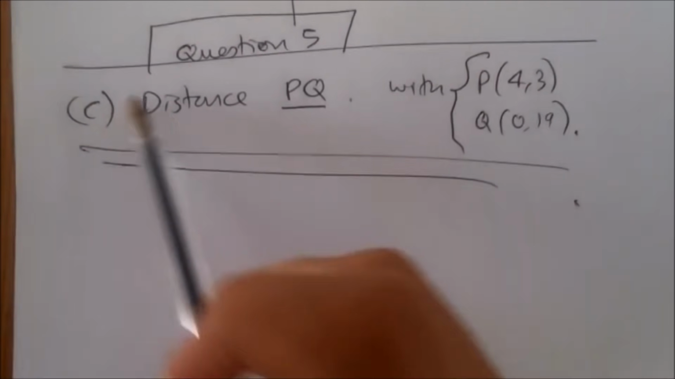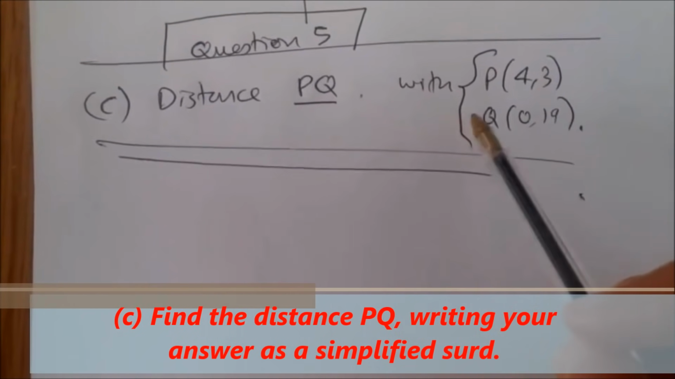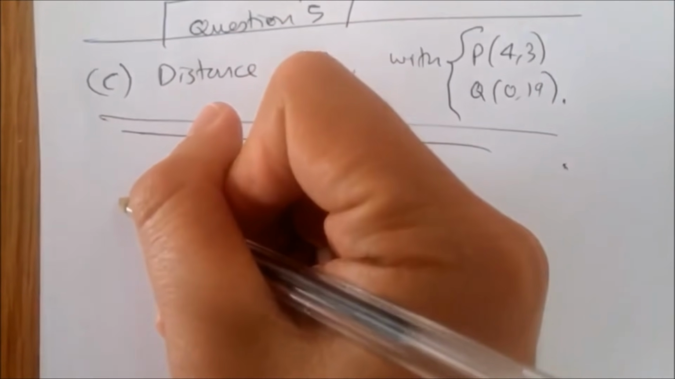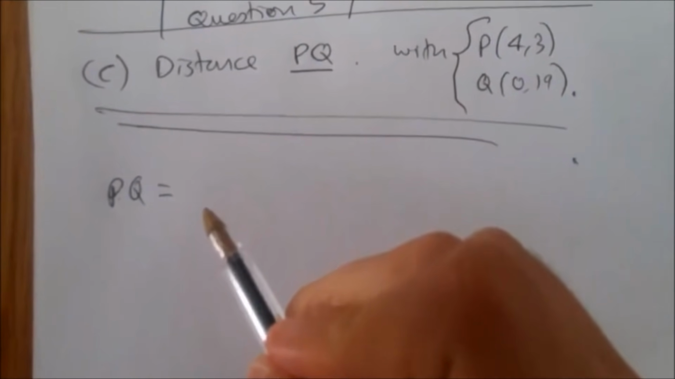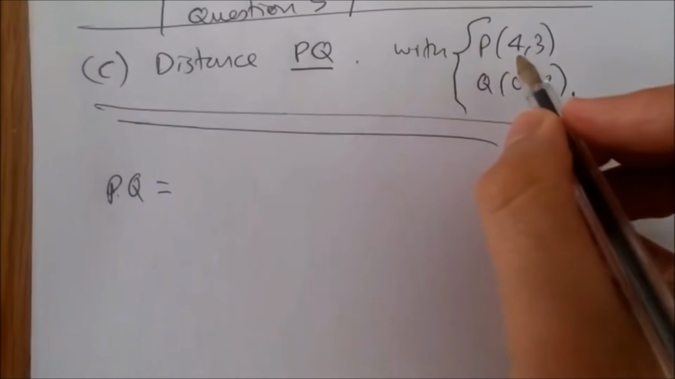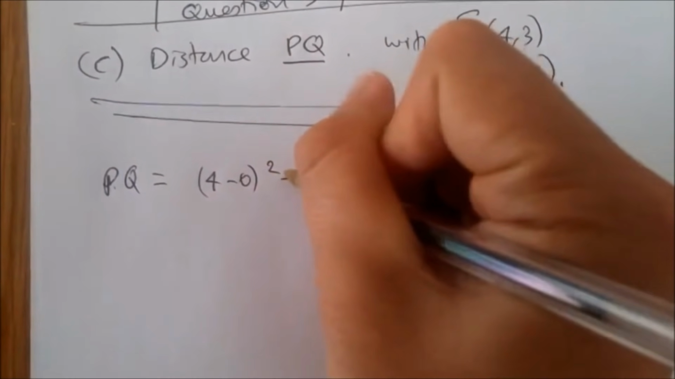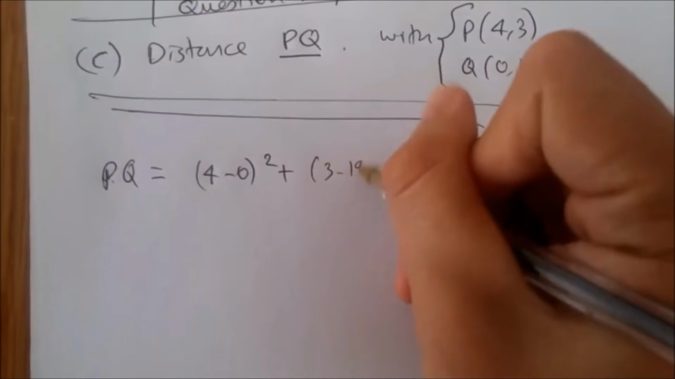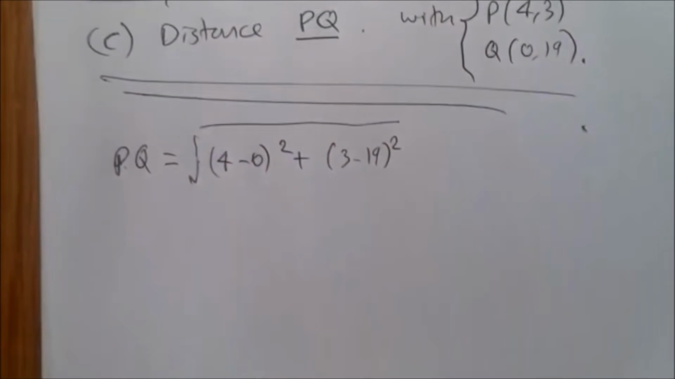That's it. So here they want us to find the distance PQ and represent it in surd form. So pretty straightforward, isn't it? Knowing the usual distance formula, let's call this PQ. Firstly, through the Pythagoras method, take the difference between the two coordinates. So let's say start with x. It'll be 4 take away 0, all squared, plus 3 take away 19, all squared, and then we square root the whole thing.